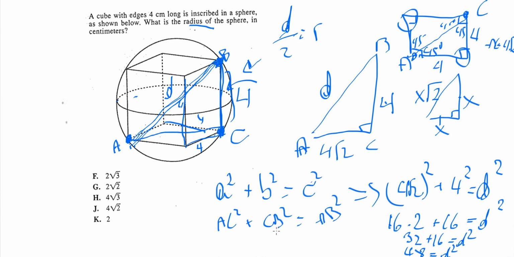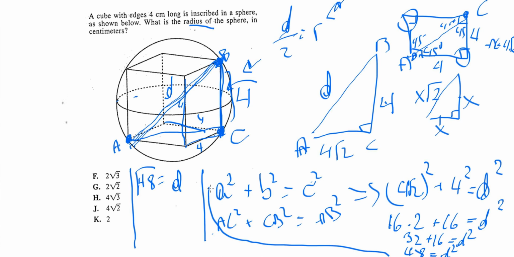Okay, so at this point, we're very, very close to figuring out what D over 2 is, which will give us a radius and the answer to what the radius of the sphere is. So I'm going to go ahead and continue working in this space here next to the answer choice. The square root of 48 then is going to give me the measurement of D. We're going from 48 equals D squared all the way over here. So the square root of 48 equals D.